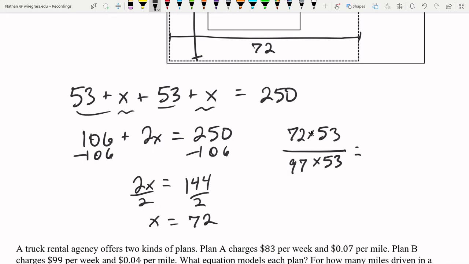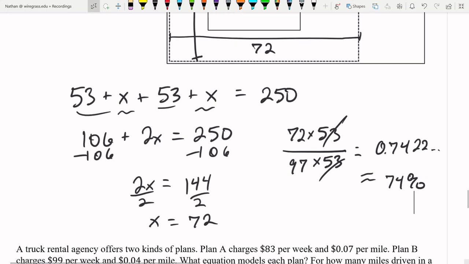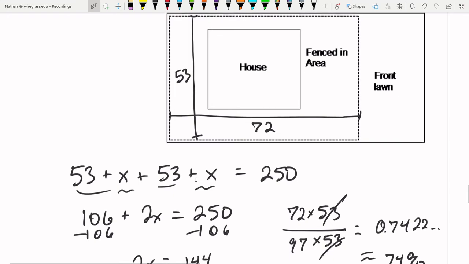Okay, now the 53s, of course, cancel in this fraction, and we can go ahead and do this division, and that'll give us 0.7422 and continues, which is approximately 74%. So almost 3/4 of the land is fenced in when we had this situation here.